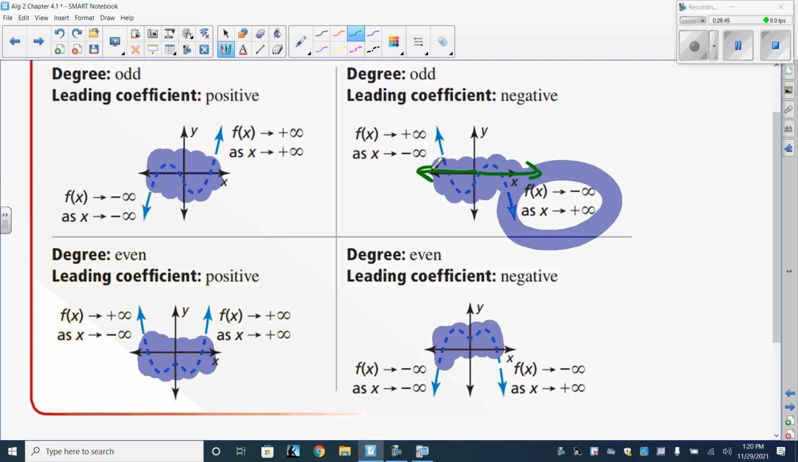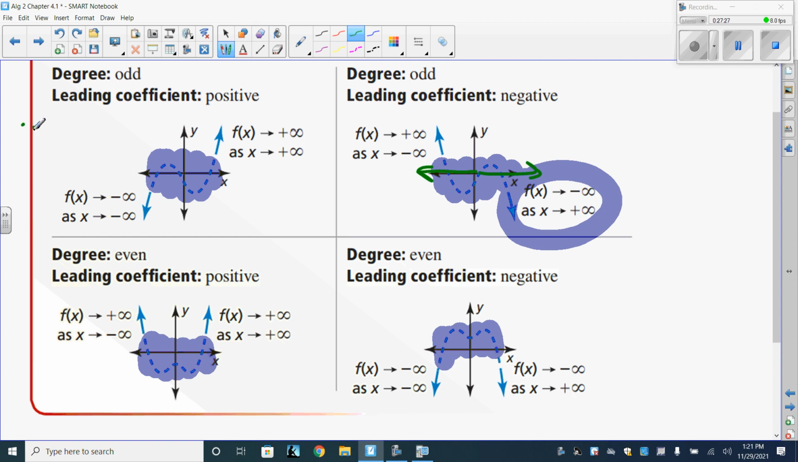So if we look at odd and positive, they're saying that f of x approaches positive infinity as x approaches positive infinity, and f of x approaches negative infinity as x approaches negative infinity, and that arrow is just talking about approach. Now, if it's odd and negative, f of x approaches negative infinity as x approaches positive infinity, and f of x approaches positive infinity as x approaches negative infinity.